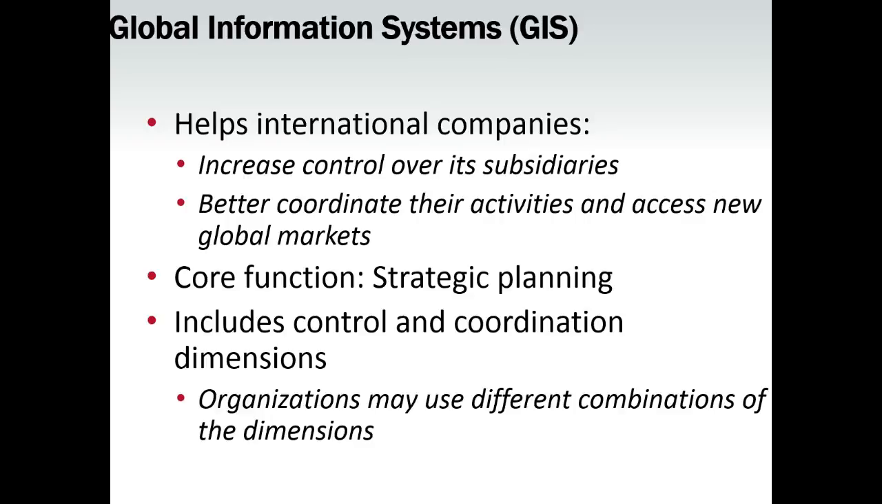By being able to efficiently share information among subsidiaries, international companies can track performance, develop production schedules, find shipping alternatives, and handle accounting items. A GIS can be defined along two dimensions, control as well as coordination. Organizations may use different combinations of these dimensions. So let's look at each dimension in more detail.